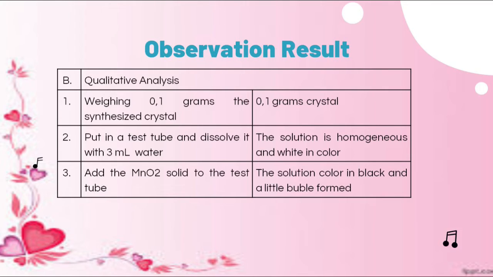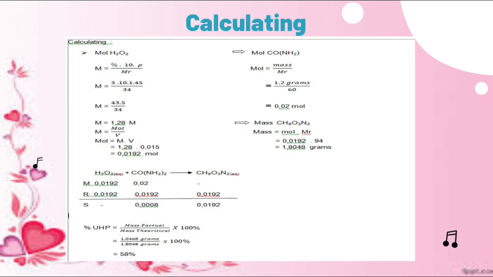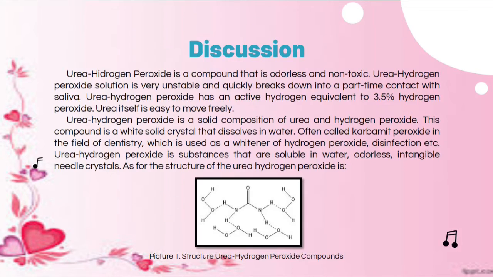Weighing 0.1 grams of the synthesized crystal. Observation: 0.1 gram of crystal is put into the test tube and dissolved with 3 ml of water. Observation: the solution is homogeneous and white in color. Add solid MnO2 to the test tube. Observation: the solution turns black and a few bubbles form. This is the calculation. Discussion.